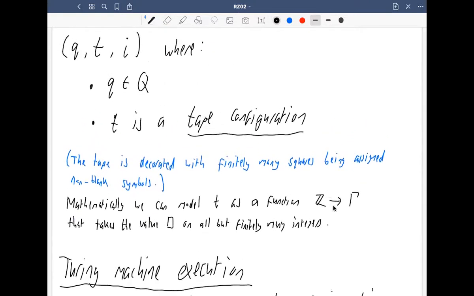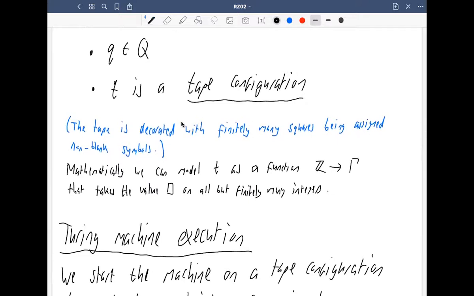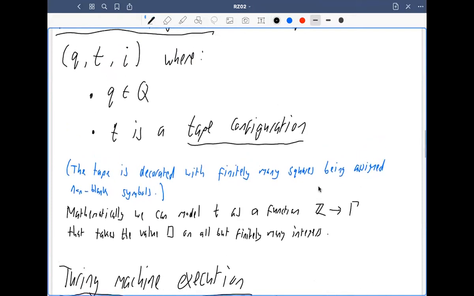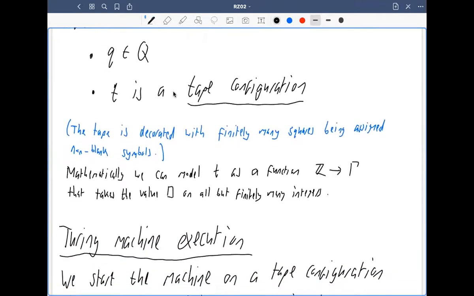But you shall almost never need to think of the tape as a function. We'll just talk about the current tape, where the tape head is, and what the current read symbol is informally. But if one wants to model it mathematically in formal mathematics, then that's one way of doing it. So T is a tape configuration.